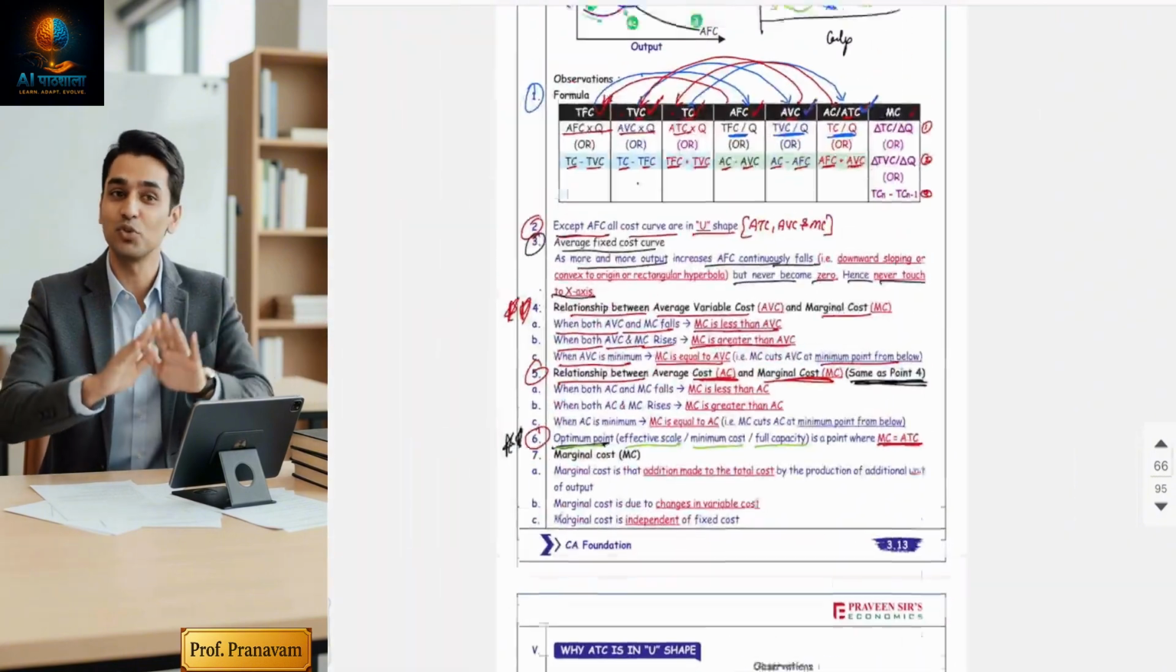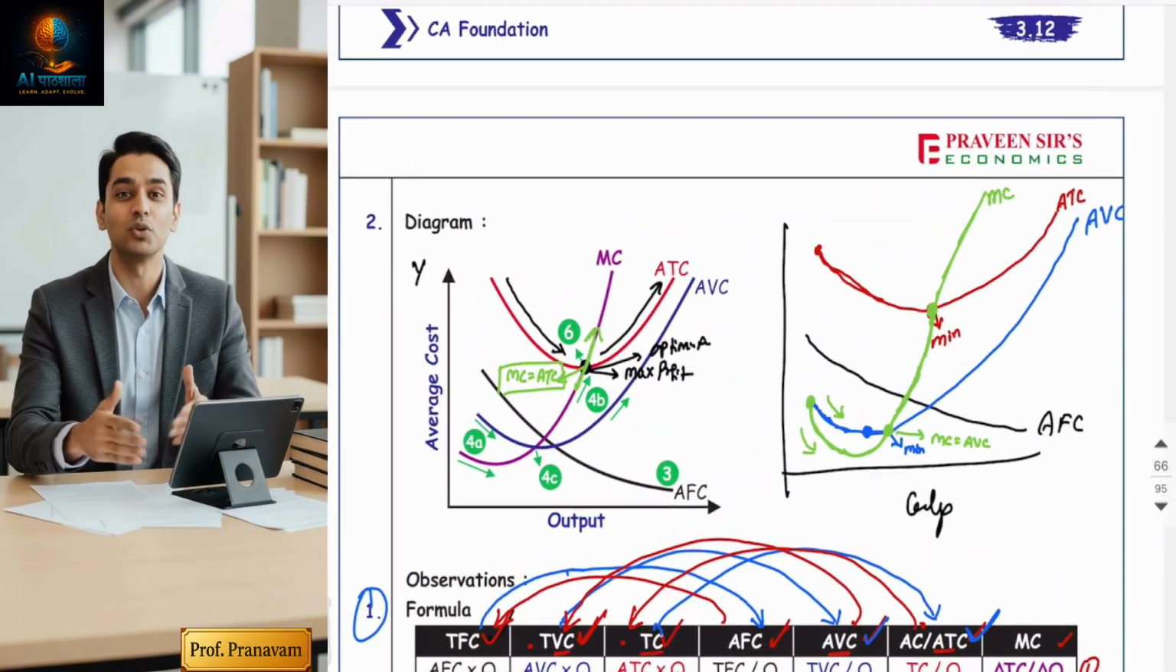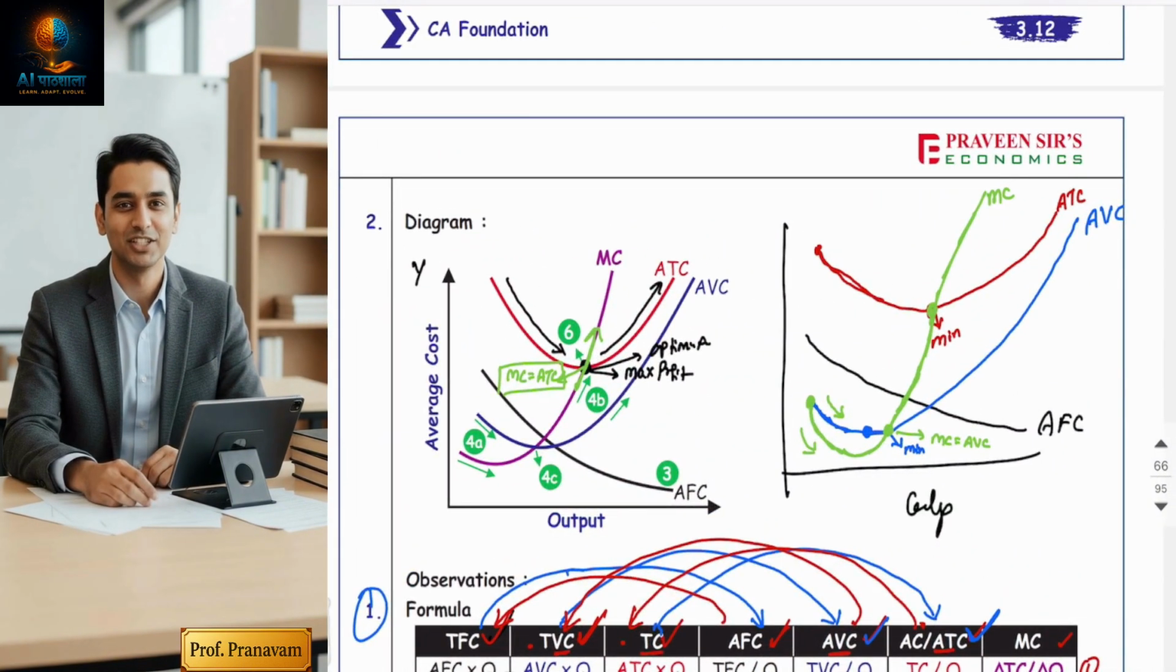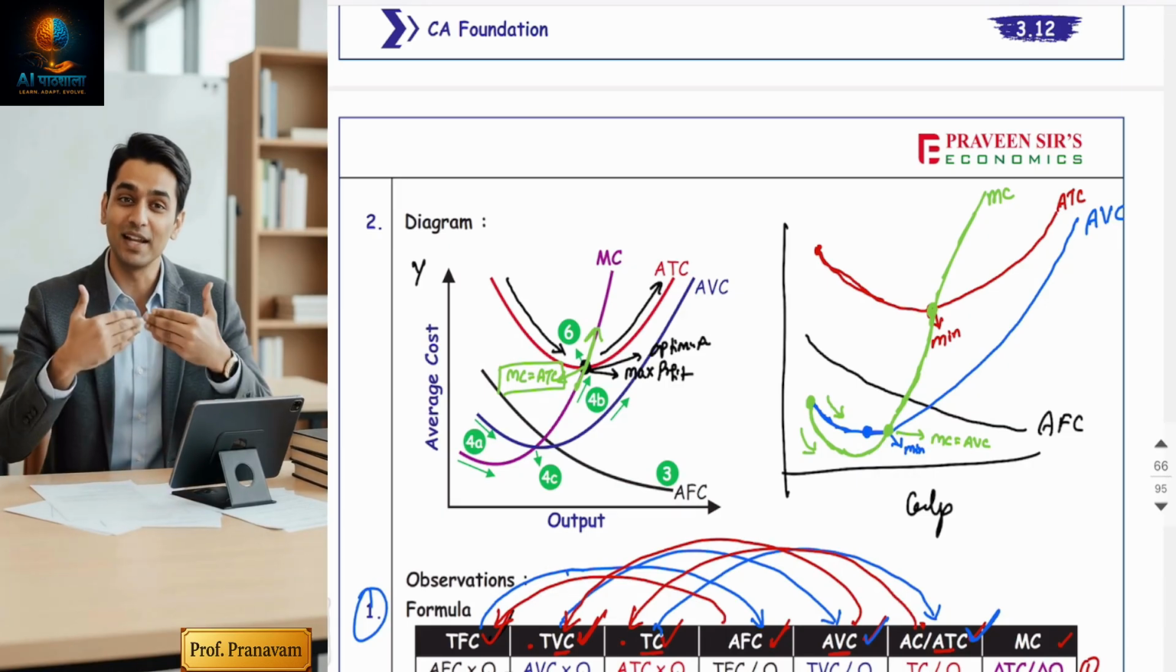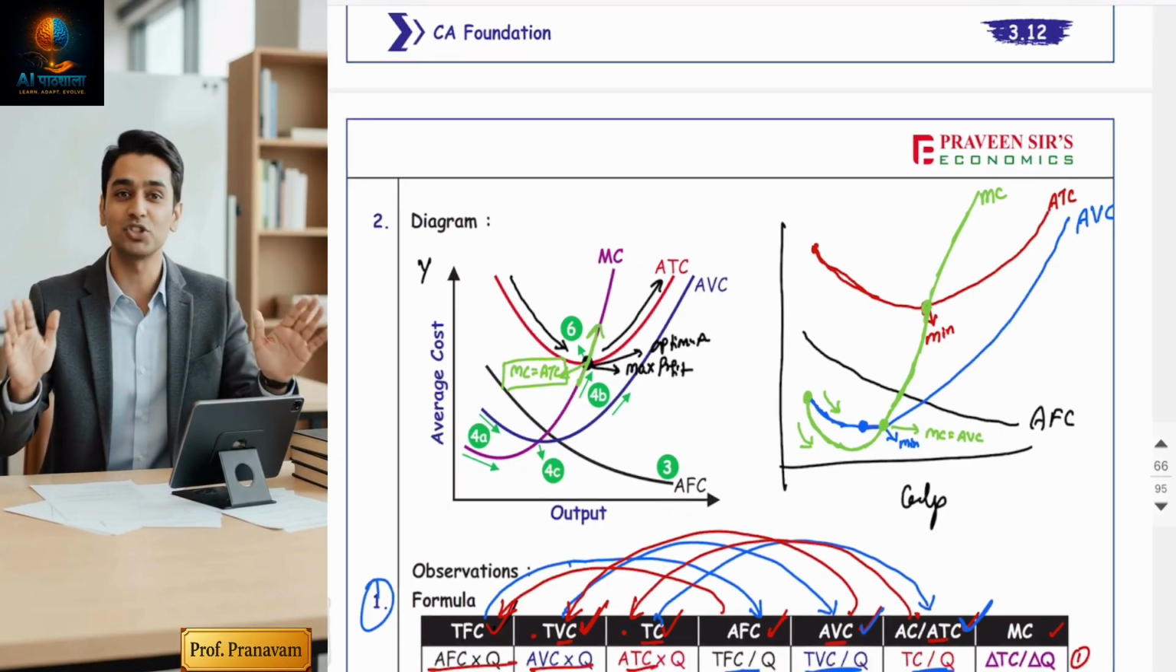Before this point, is there maximum profit? No, because my cost is high. And beyond this point, again my cost is increasing. So maximum profit will not be possible.